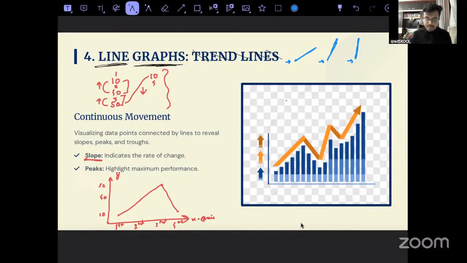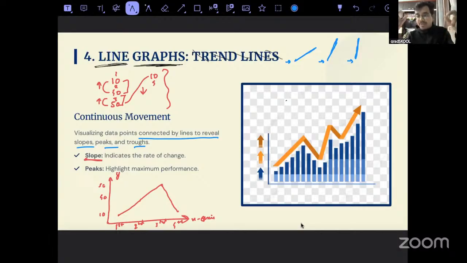Okay, cool. So we are done with line graphs. If you want, I'll read out the things and explain it to you. It's the same thing which I explained: visualizing data points connected by lines to reveal slopes, peaks, and troughs. Don't go on any word, don't even go on slope. Just understand what I told. So you got one way around, right? How to make line graphs from the data given.